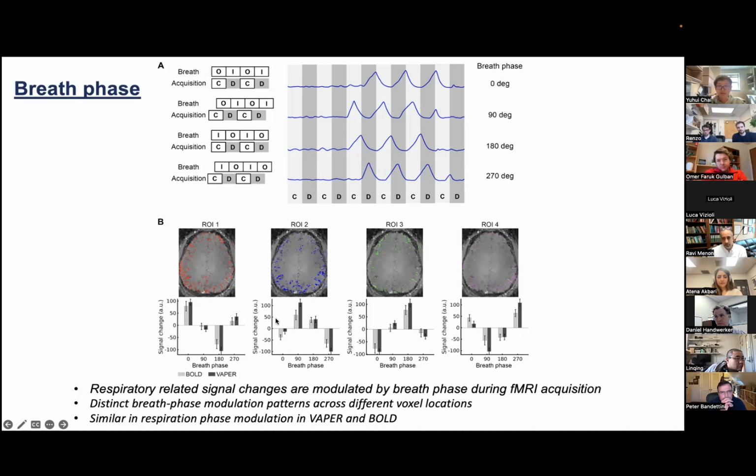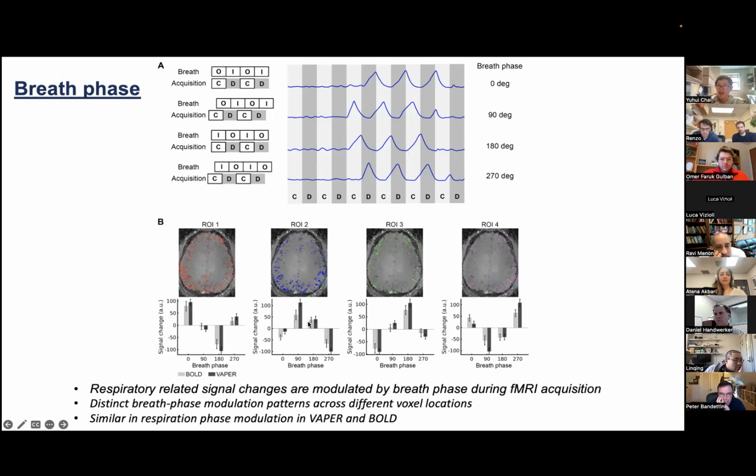So basically two findings here. First, those respiration-related signal changes are modulated by breath phase during acquisition. It means whether your fMRI image is acquired in a breathe-in phase, a breathe-out phase, or the transition period, the effects of respiration on your fMRI are very different. And second, those breath phase modulation patterns are very different, even in the same brain region. Nearby voxels could be very different. It could be either positive or negative or zero.